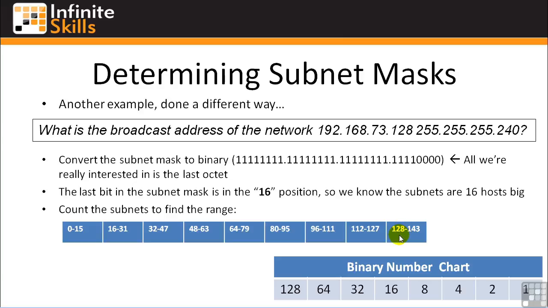.128 happens to be a network address. We know that 128 plus 16 is 144. We take away 1 because we want the last host on this subnet, and it's 143. So the broadcast for that network is 192.168.73.143. Again, this is personally how I solve these problems if I don't have a calculator or a subnet cheat sheet around, which we'll get to on the next slide.